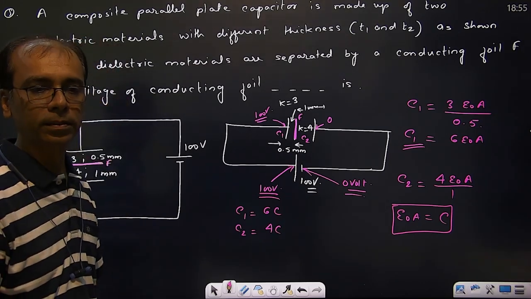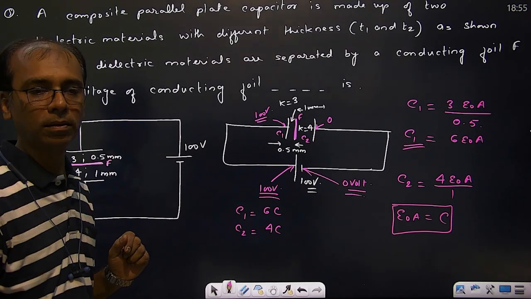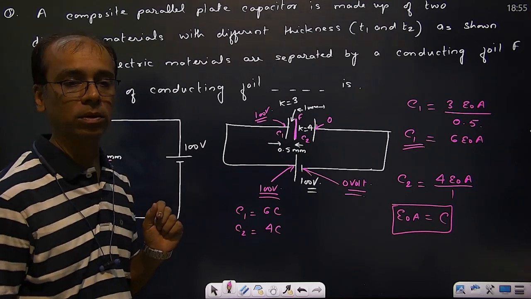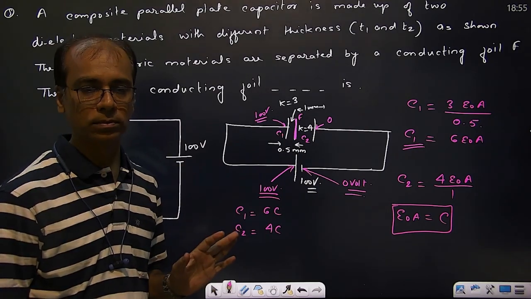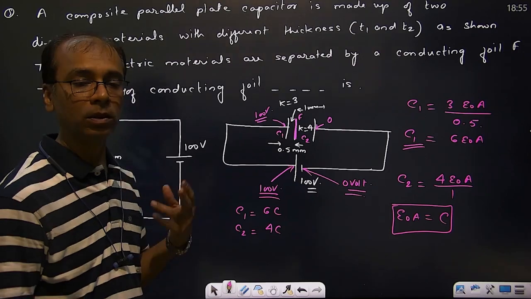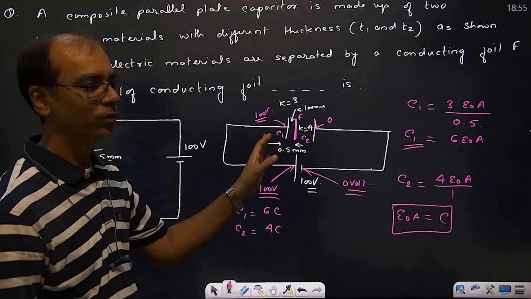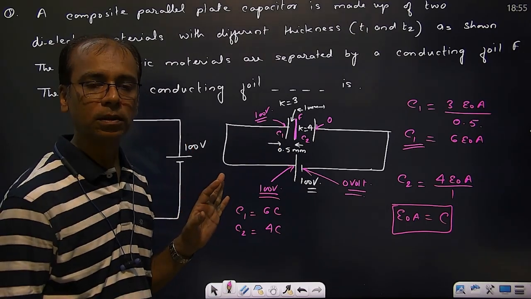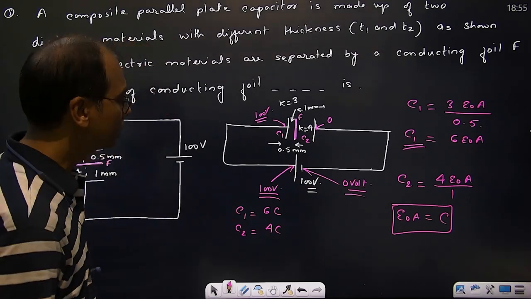Understandable? Fine. Now how do we measure the potential drop? One method I told you: it is inversely proportional to capacitance. Two methods I told you. So which method am I going to use? I am going to first find the net capacitance and then we are going to see how much potential is dropped.